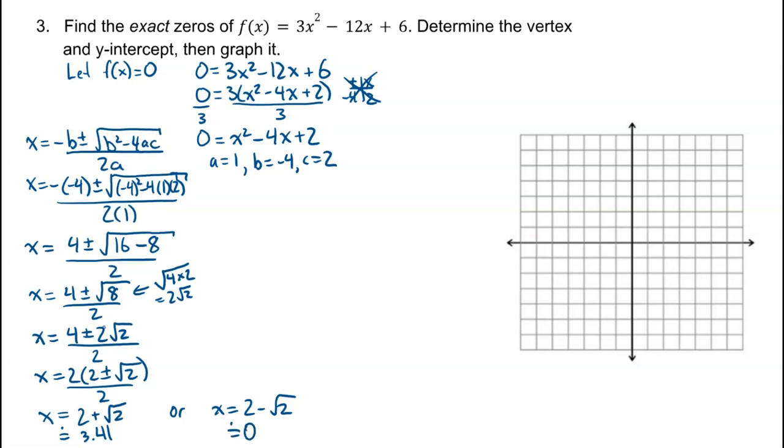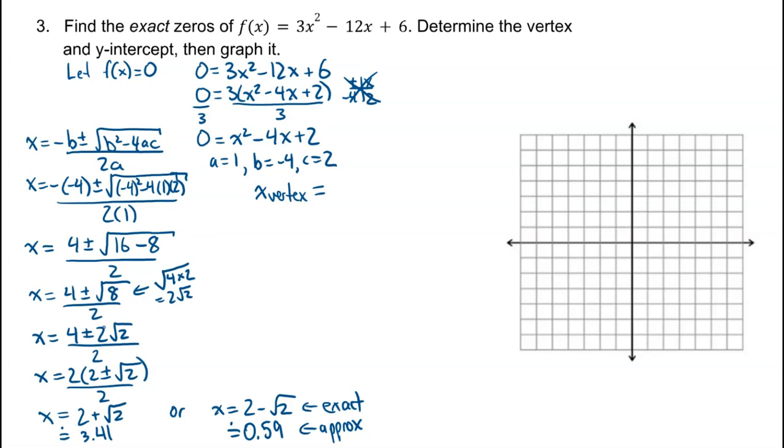So we're going to get some rounded answers here as well, 3.41 and 0.59, because that'll allow me to actually put that on the graph to see what's happening here. So the exact value is on the top and the approximate ones are below. So now what we want to do is determine the vertex.